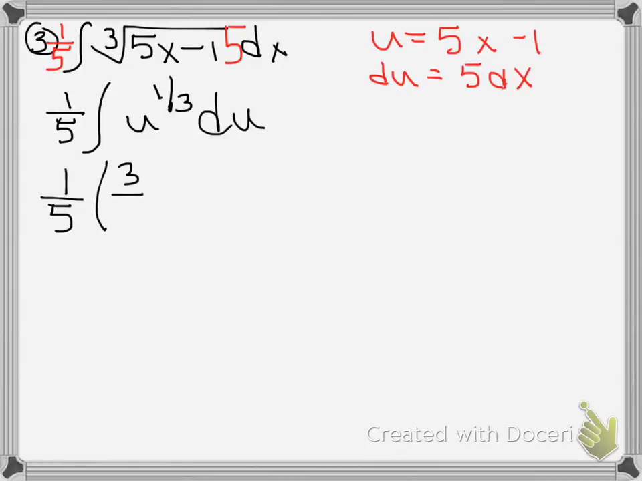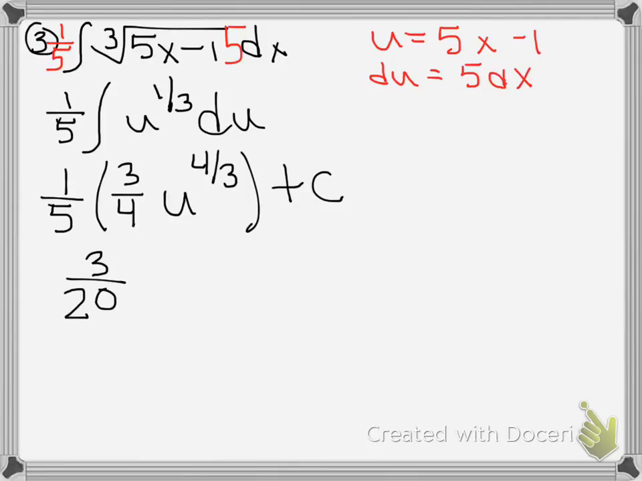times 3/4 u to the 4/3 plus our constant. And don't forget, you can multiply these guys together to get 3/20. Replace u. And take it to the 4/3 power, slap a plus c, and you're done. Any questions? Hopefully things are getting a little bit better going on here.